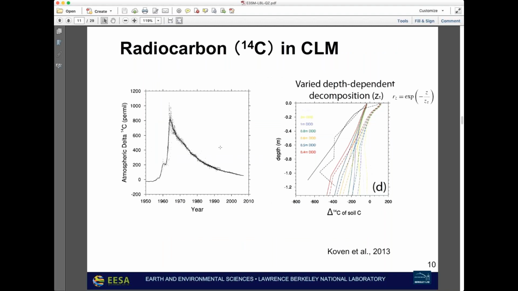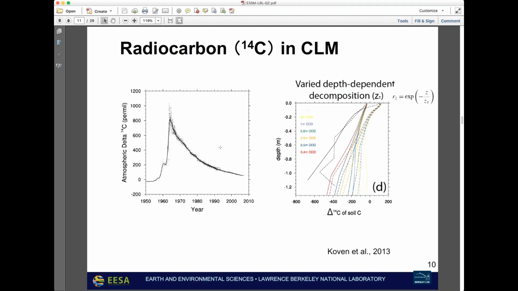And also for the CLM, the land component of CSM, we have the same issue of faster turnover time and short residence time. The black lines, solid and dashed, show the vertical distribution of Delta 14C before and after the bomb peak. And the color lines on the right show the sensitivity analysis for the so-called e-folding factor of soil decomposability across the different depths.